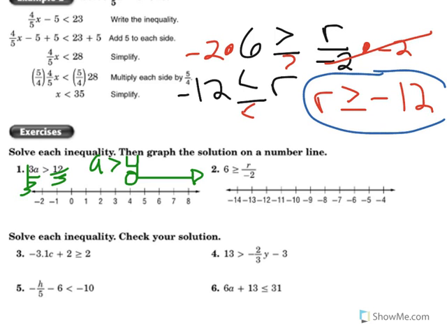It includes negative 12 because it says equal to. So go to the negative 12, and that's going to be a closed circle because it says or equal to. Now it says greater than. Greater than means go to the right. So this is how you graph your answer for number 2.